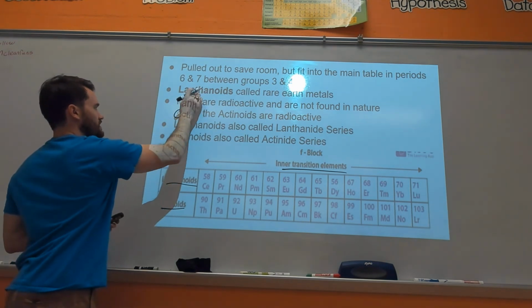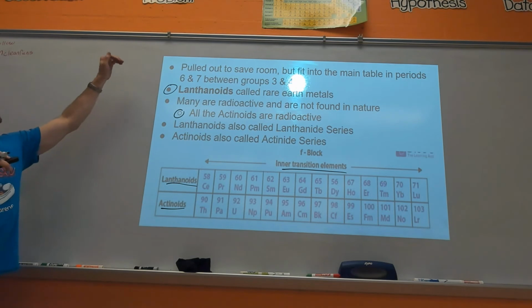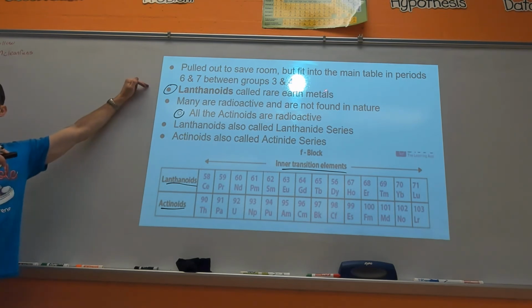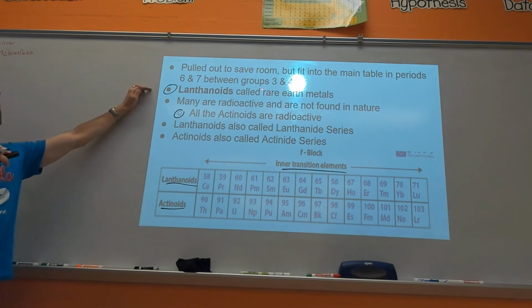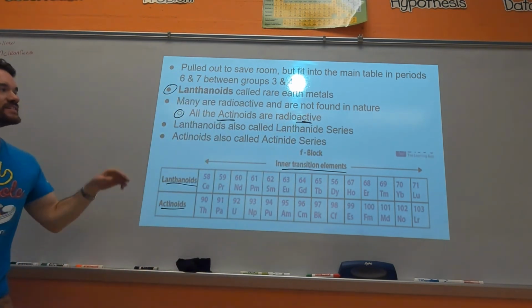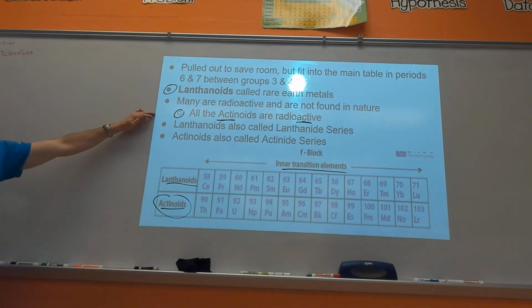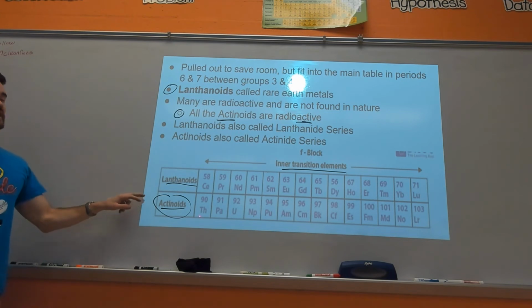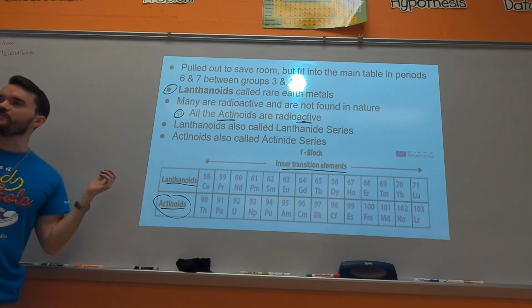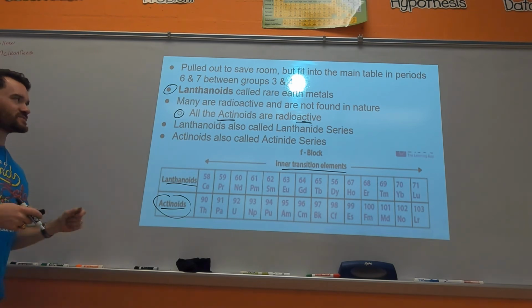This bullet point and this bullet point, I added a lot of editing on this slide. I'm sorry. The lanthanoids are the rare earth metals. Okay? Lanthanoids are the rare earth metals. Actinoids, you see radioactive. The actinoids, this group right here, the actinide series, all of these are radioactive. Some of the lanthanoids are also radioactive, but not all of them. But the lanthanoids, these are the rare earth metals.